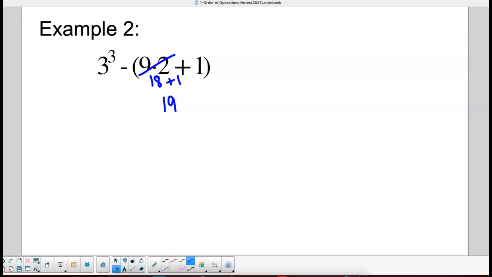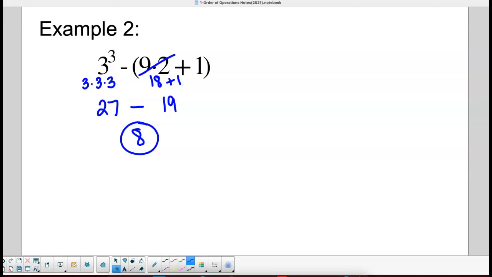Next, step 2 is exponents. So let's do the exponent next. What's the exponent? Let me know what that is. 3 to the 3rd power means 3 times 3 times 3. What would that be? Liam, 27. This means 3 times 3 times 3. 3 times 3 is 9, times 3 again is 27. And finally, we subtract. 27 minus 19 is what? 8. There's our answer. Done.